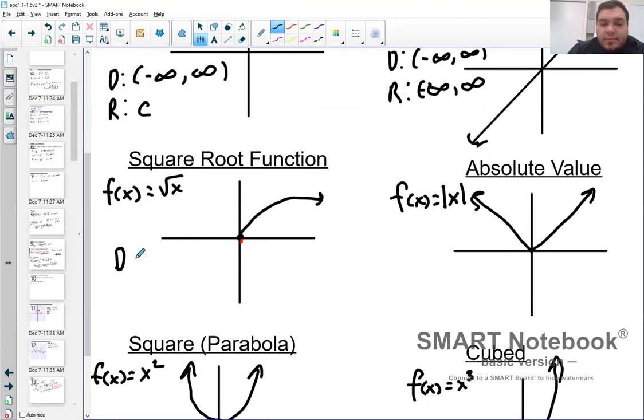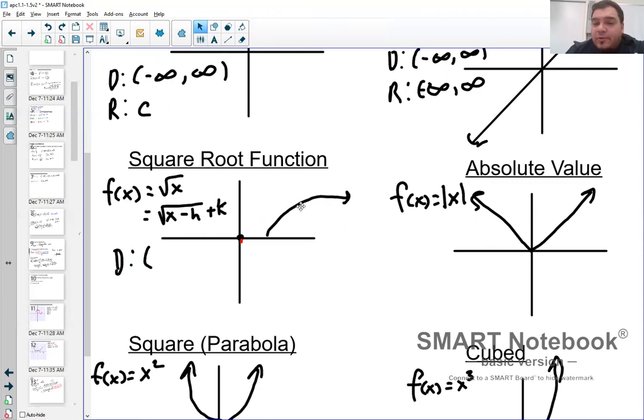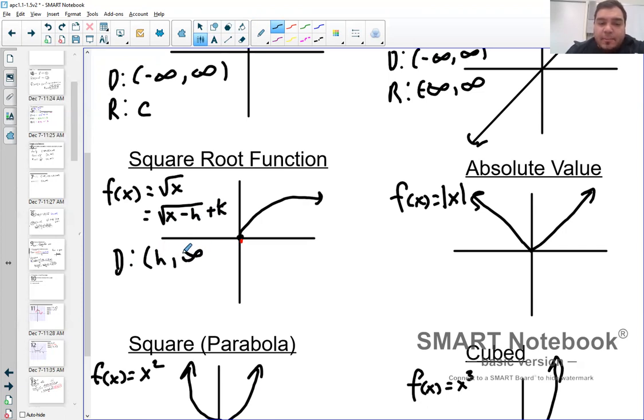So the domain is going to be negative infinity. No, I'm sorry. Your domain is going to be your horizontal transformation. Let's say x minus h plus k. So if it moved, let's say, 2 to the right here, your domain would be 2 to infinity. If it moved 2 to the left, it'll be negative 2 to infinity. So your domain is simply going to be h comma infinity.